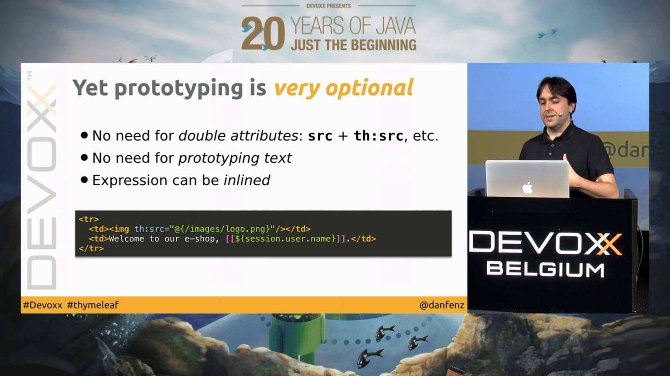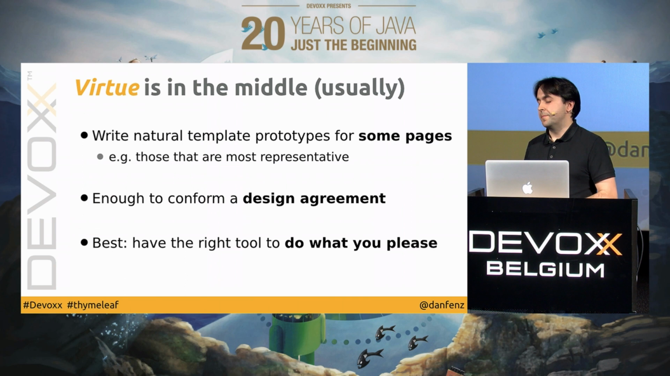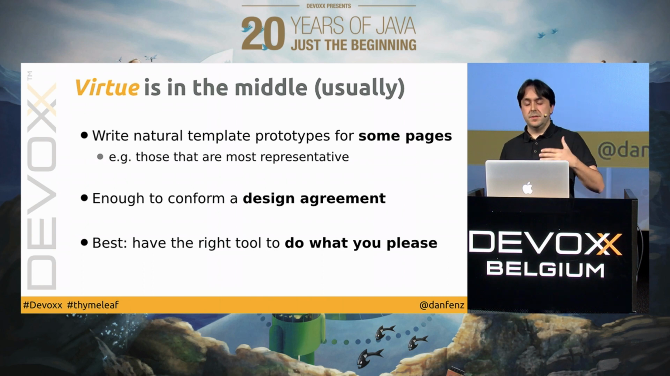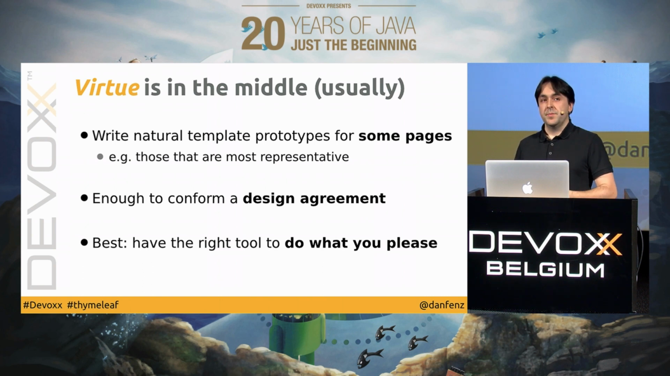So first I'm telling you that natural templates is great, and now I'm telling you that not doing natural templates is always great. So what should we do? Okay, normally virtue is in the middle. In the real world, it would be a quite sensible compromise if you just got those important templates in your applications, those that are most representative in order to reach a design agreement with your customer, and do prototyping with them and do them in the way that natural templates allows us to do. And then the rest of them, those that are not needed for talking to the customer, just do them fast, do them with the least amount of code that you can. The important thing here is that with Thymeleaf you have the ability to do both.